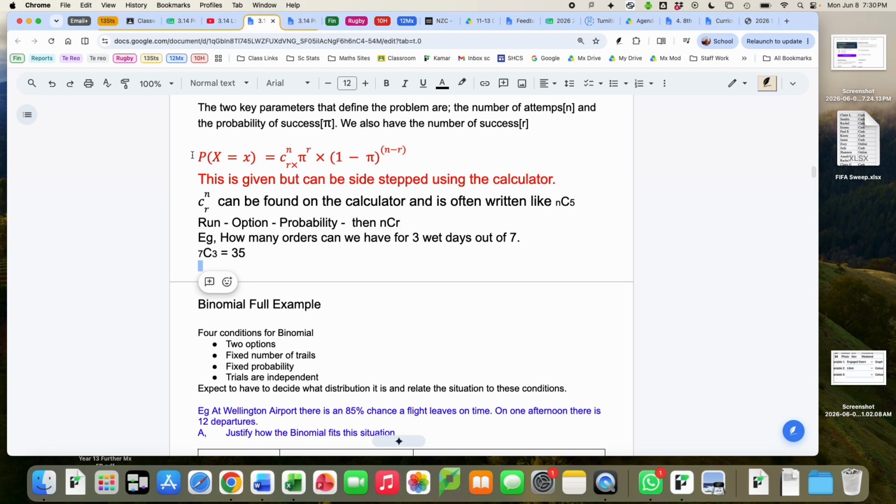This formula here is the formula that is given to you, but in the next clip we're going to look at how to deal with that using a calculator. So we'll stop there for this one.